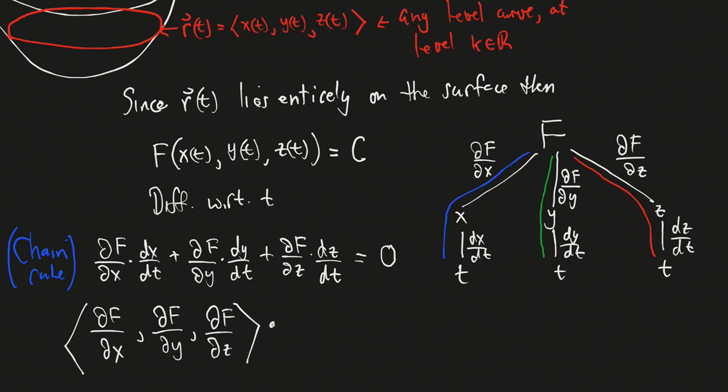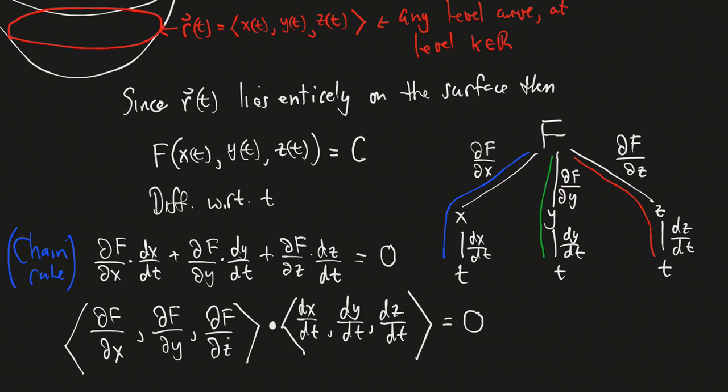And then if I made another vector with components dx/dt and dy/dt and dz/dt, right? And if I said take the dot product of these two vectors, then I would get the expression right here. I would get the same expression that our chain rule gives us, and it would still have to be 0, right? But let's think about what these two vectors represent.